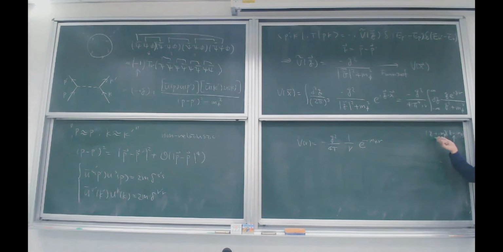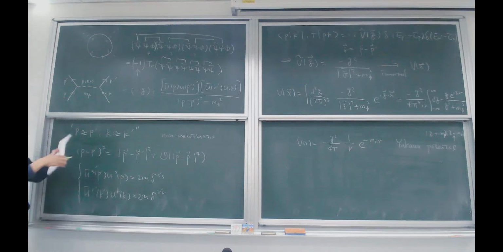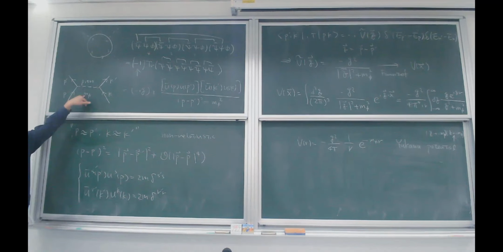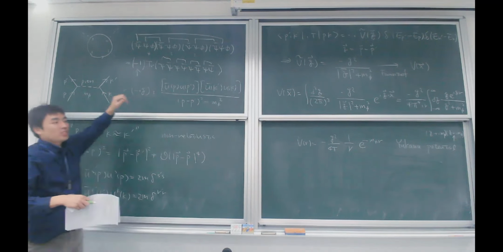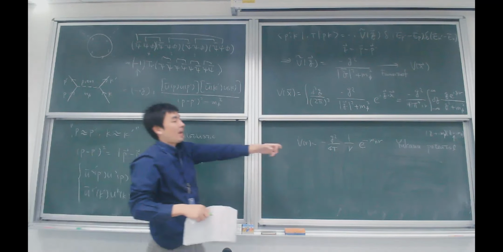So now, here you just exchange a pion. The nucleon exchanges the pion. The pion has a mass, so the potential really decays exponentially. It decays really quickly. It's a very short range interaction, which means a very short range interaction. Okay.